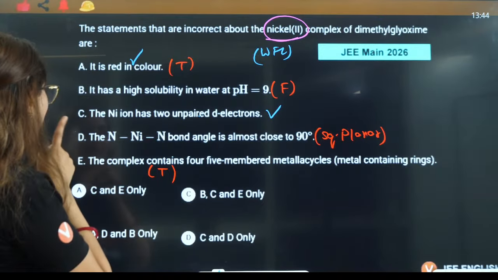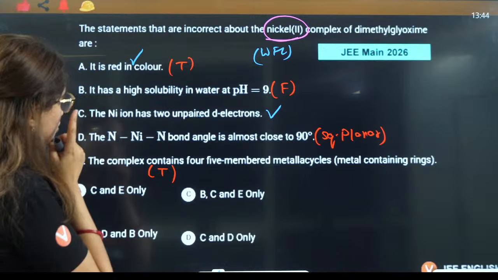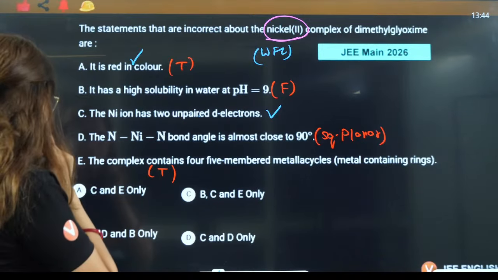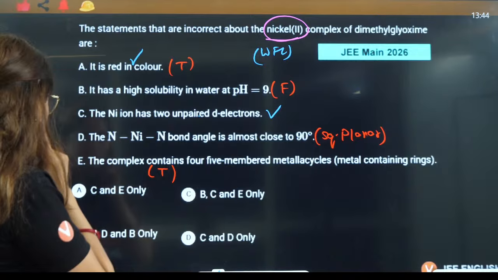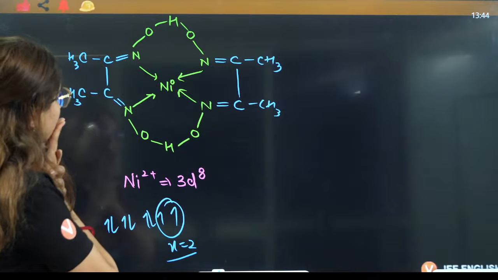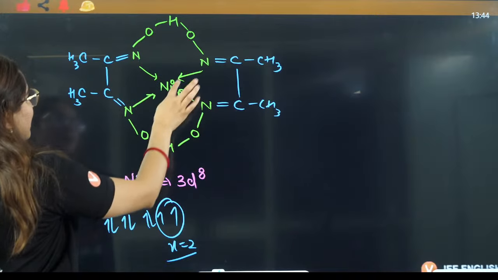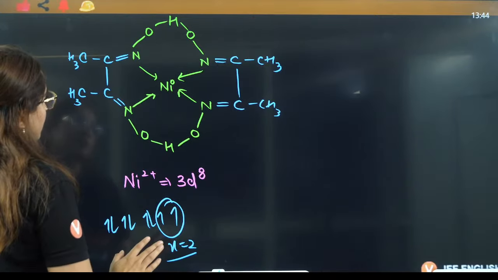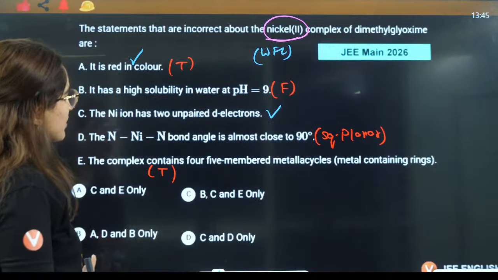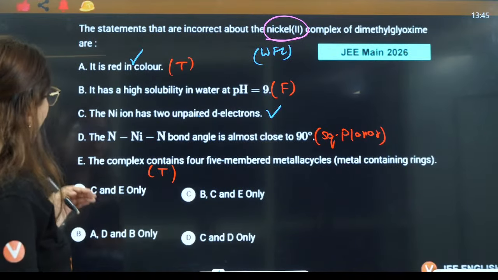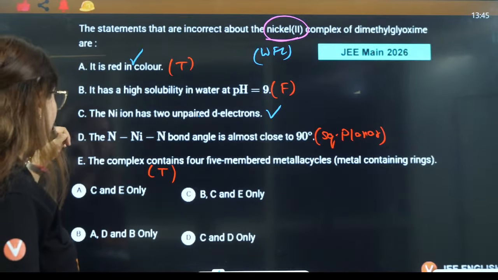The N-Ni-N bond angle is almost close to 90 degrees. So it will form dsp2 hybridization, that is for sure, right? They are asking about the bond angle. It is close to 90 degrees, that is true. But I am not having any option which is A, C, D, E, right?